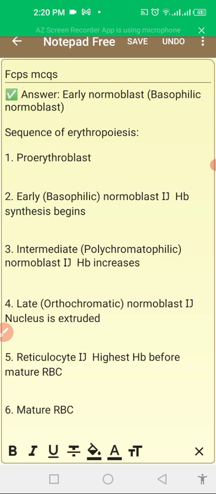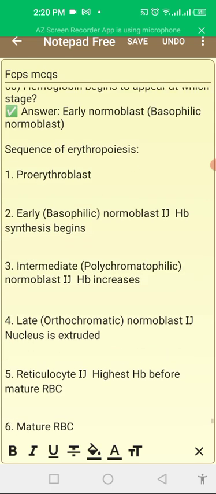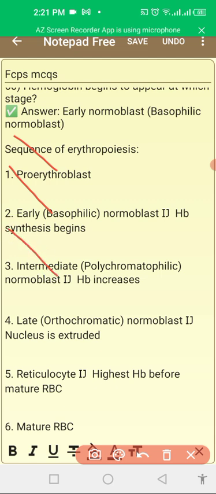Now the hematopoiesis steps. Number one is pro-erythroblast, and then erythroblast, and then intermediate normoblast, then late normoblast, and then reticulocyte, and then comes mature RBCs. Now this is the lineage.